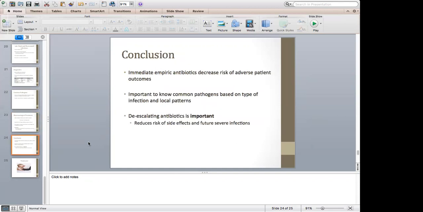So in conclusion, immediate empiric antibiotics decrease the risk of an adverse patient outcome. It's important to know what common pathogens could possibly be present based on the type of infection and local patterns. And as always, de-escalating antibiotics is very important because it reduces side effects and future severe infections.